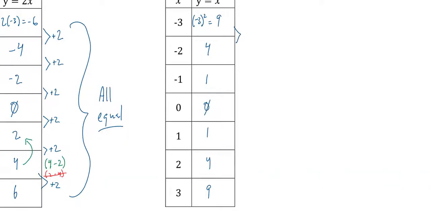From 4 to 1 is down 3. From 1 to 0 is down 1. From 0 to 1 is up 1. From 1 to 4 is up 3. And from 4 to 9 is up 5. What do you see here? A pattern. And some people are like, oh, there's a pattern. No, we're not looking for a pattern. We're looking for them all being equal. So in the first case, they were all equal, linear. In this case, they're not. So what do we do? We do it again.